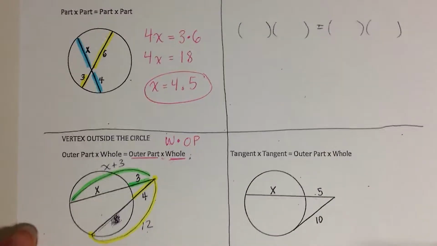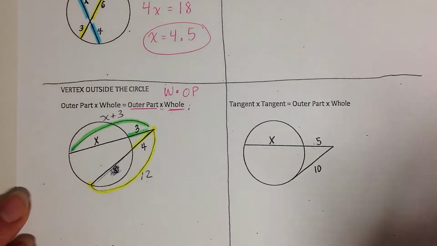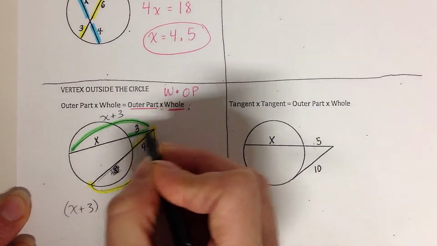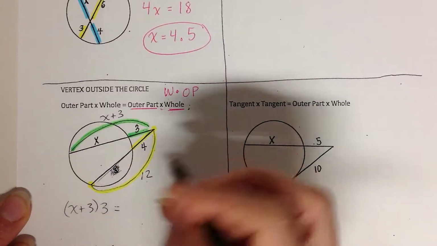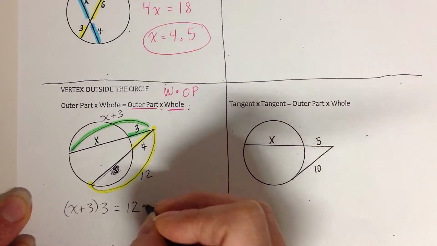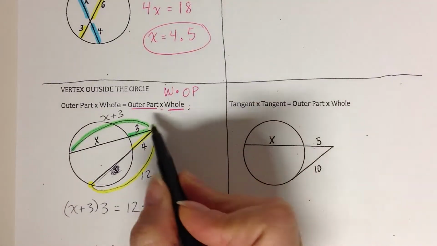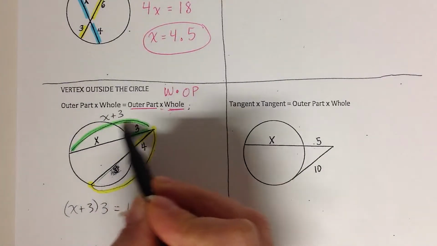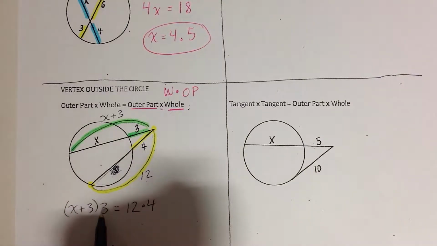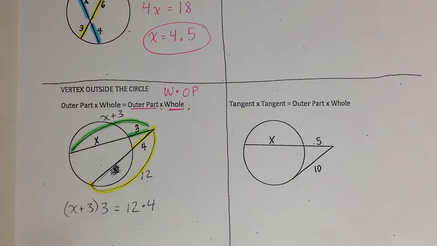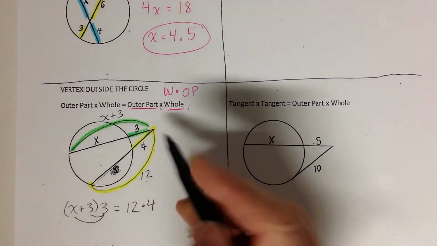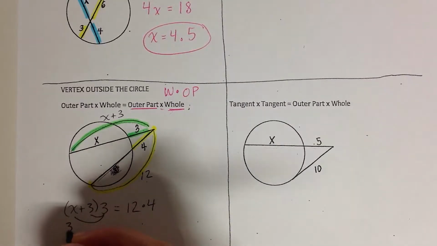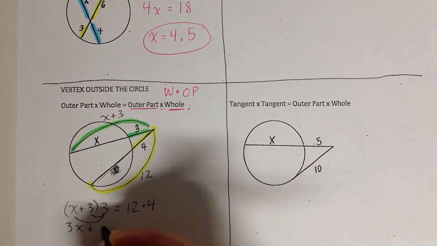So let's set that up. Whole is x plus 3 times outer part equals whole times outer part. This is probably why this teacher put them this way, because it makes more sense. You need parentheses here, by the way, because it's whatever you get for that whole thing. If you put this on the other side, it makes more sense to students, but it's the same. Multiplication is commutative, so you're just distributing the 3 through. 3 times x plus 3 times 3 is 9.